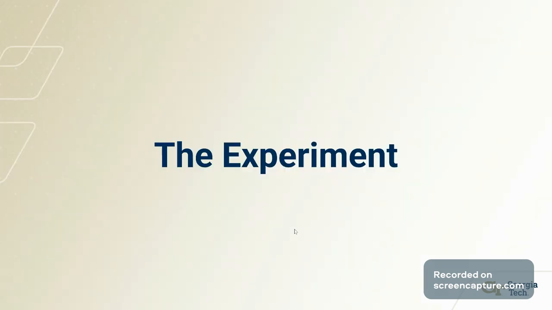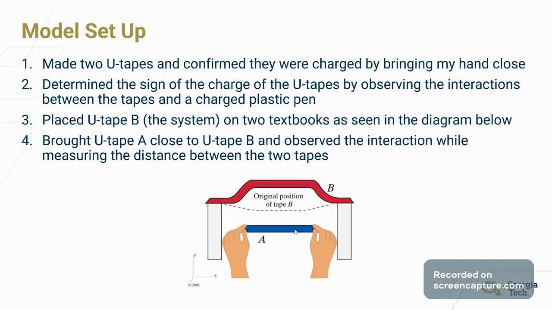So going into the experiment, the model setup. I made two U-tapes and confirmed they were charged by bringing my hand close to them. When I brought my neutral hand close, the tape was attracted to it. So I was able to determine that they had a charge. Then I determined the sign of the charge, like I explained on the previous slide.